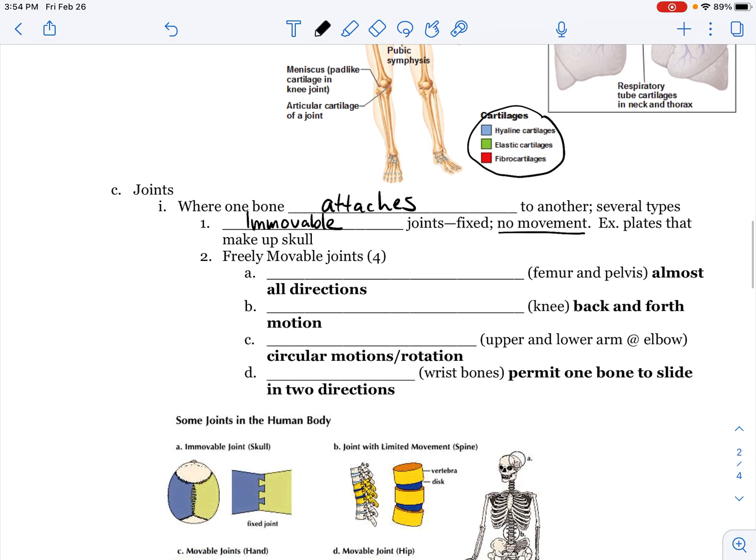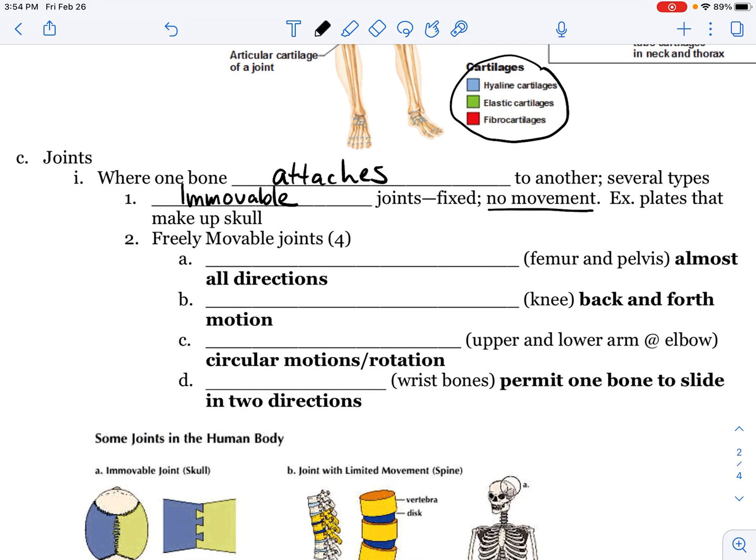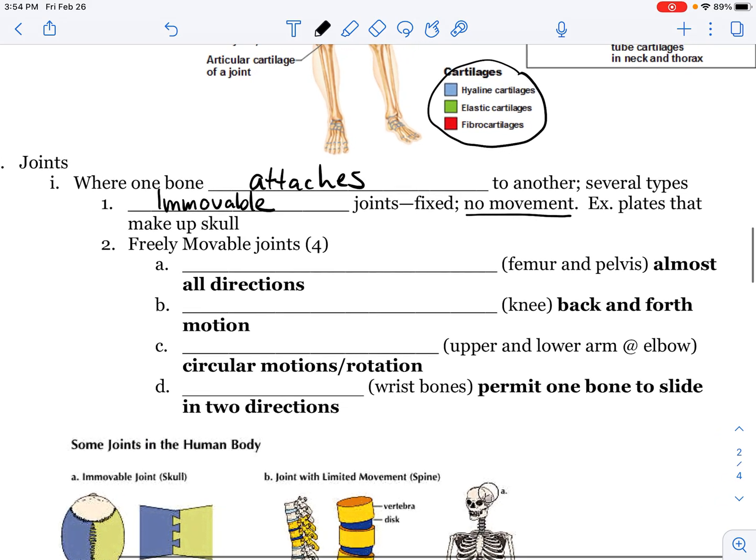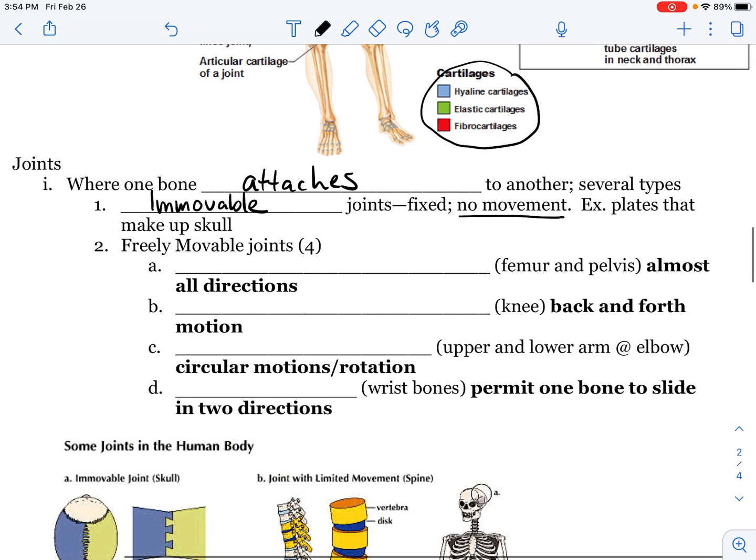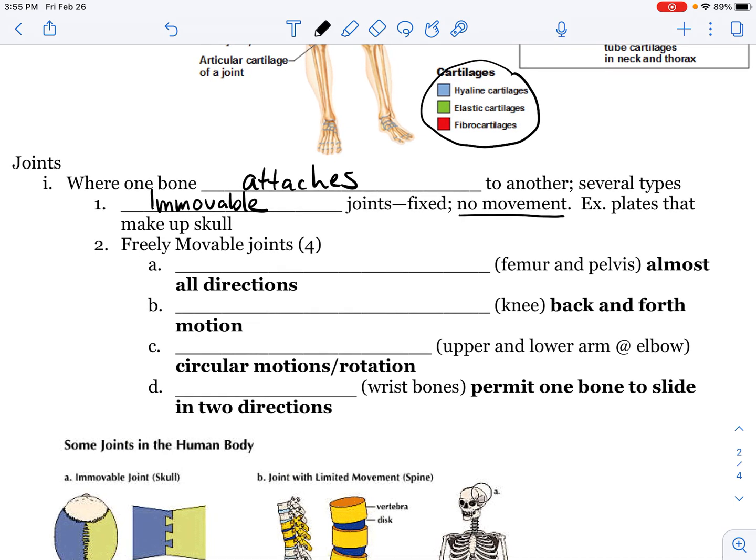And then you've got freely movable joints, of which you need to know 4. The one that provides the most amount of movement in all directions is called a ball and socket. The femur and the pelvis, as well as the shoulder, are ball and socket joints. That allows for up, down, side, circular motions, so the most flexible.